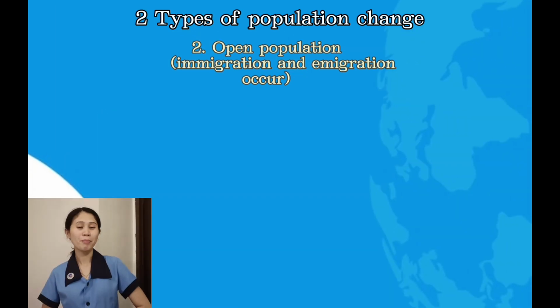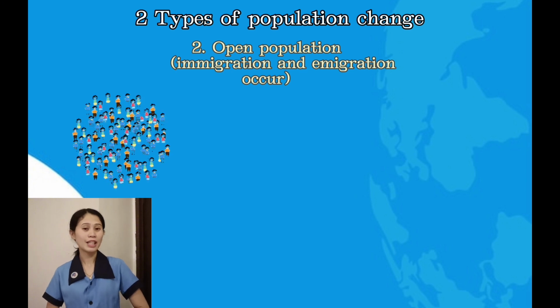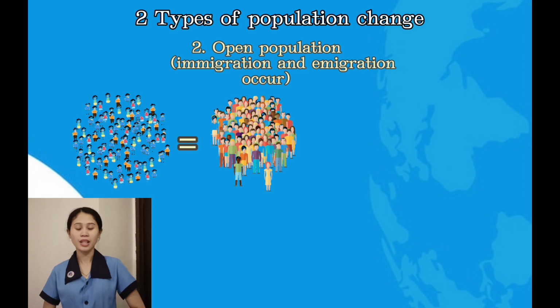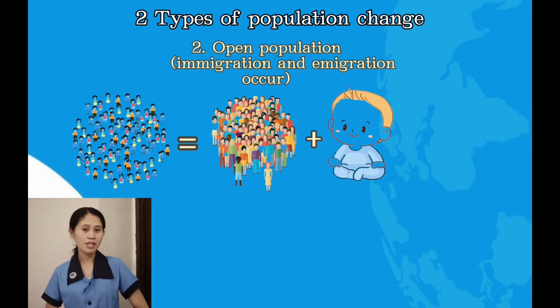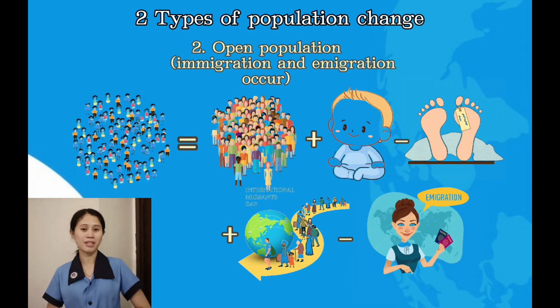Second is the open population, wherein immigration and emigration occur. The simple equation for that is: the population at the end of the interval equals the population at the beginning of the interval plus births during the interval minus the deaths during the interval plus immigrants minus out-migrants.